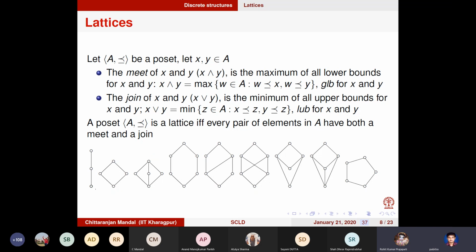Does every pair of points have a meet and a join? Yes, every pair of points has a meet and a join. How can it not have one? How can it have a meet and a join?